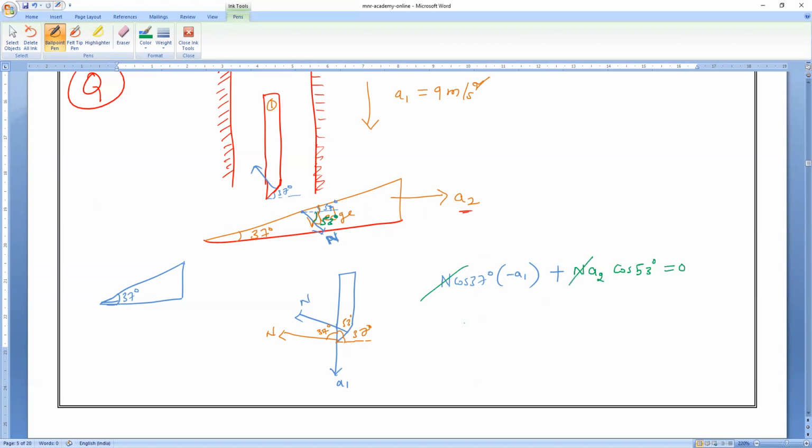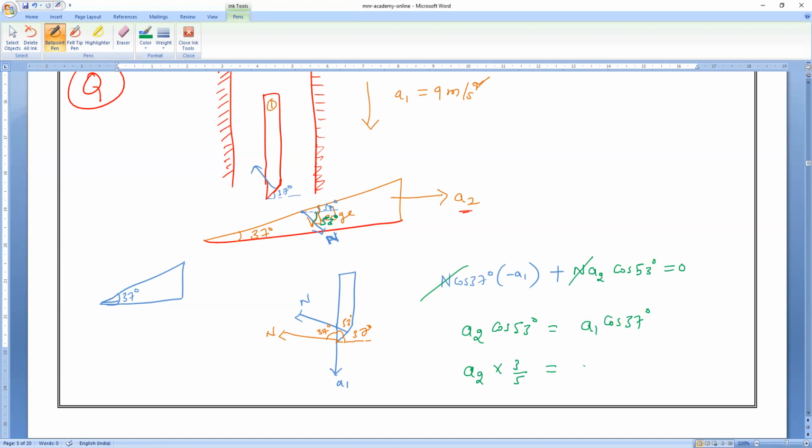Then N will get cancelled. So A2 cos 53 equals A1 cos 37. Fast, tell me, we have solved this many times. So A2 equals cos 37 by cos 53. Cos 53 value is 3 by 5, and cos 37 is 4 by 5.